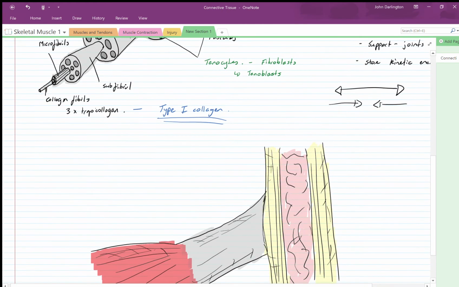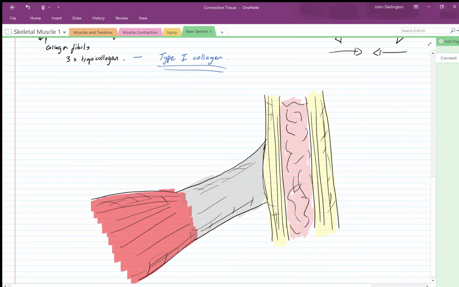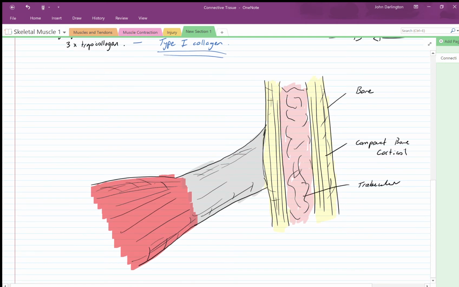Okay, so let's go down a little bit. And here's a little drawing that I've drawn just before. Now, to orientate ourselves, this is the bone. And more precisely, this is compact bone, or cortical bone, depending where we want to call it. And inside is the trabecular bone, or soft cancellous bone. And here is our tendon. And here is our muscle.